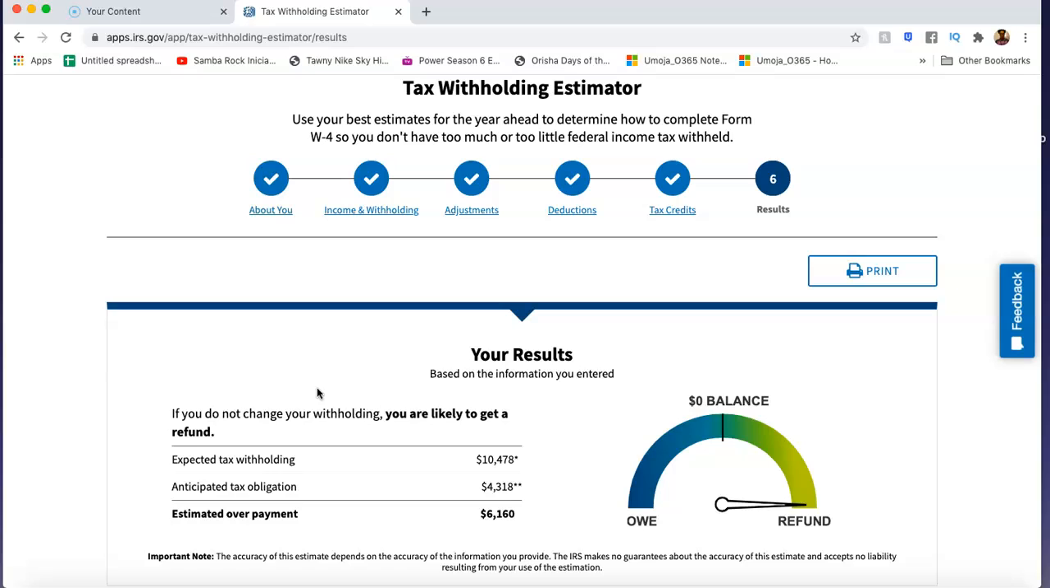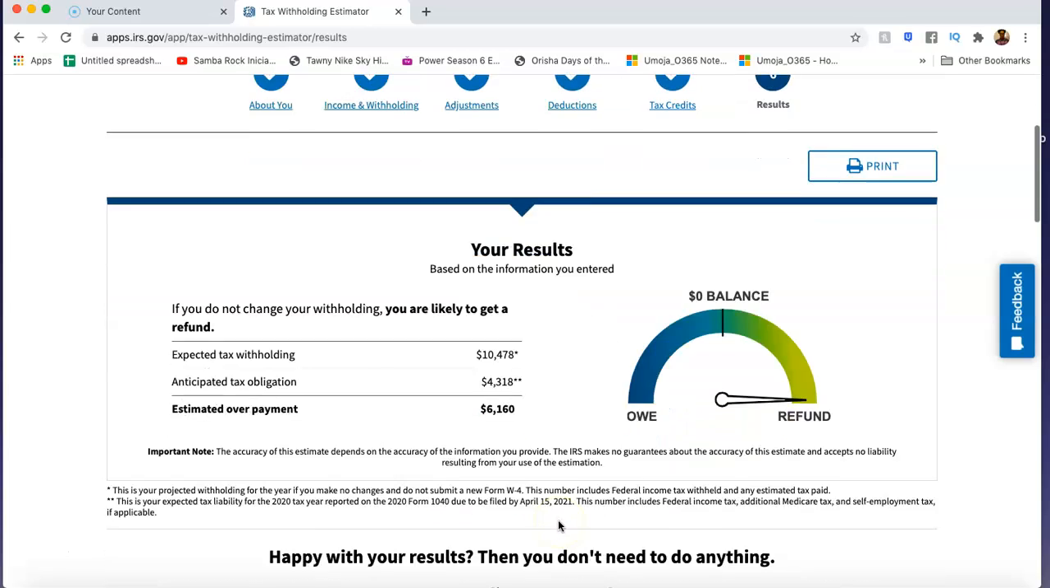So now, she expected tax withholding, right? So from that $50,000, from that $403 per check that they take out, her expected tax withholding for the whole year was going to be $10,000, right? But based on her unique situation, she was only obligated to pay $4,318, right? So this was her actual obligation, but this is what they were going to take out just as an estimate, right? And so her refund would be about $6,000, right?